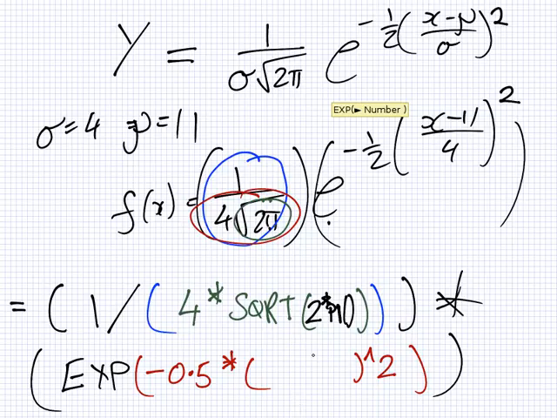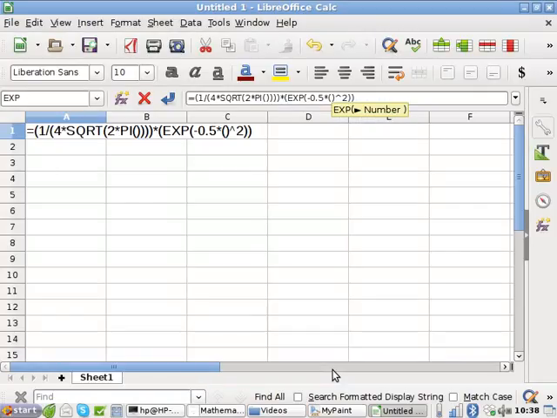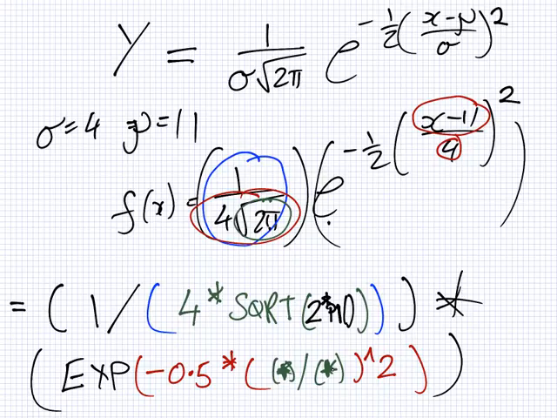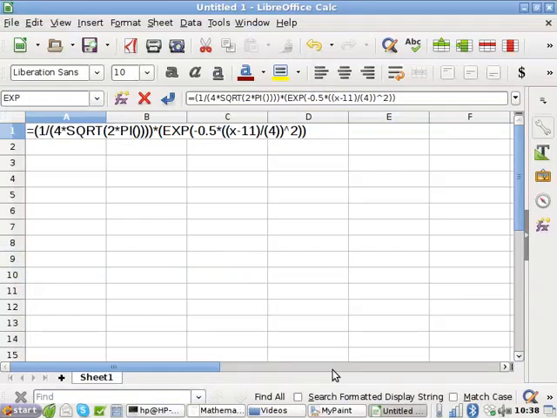Now the inside part, I have x minus 11 over 4. So I need 2 brackets, the top and the bottom. Bracket slash bracket, with 4 on the bottom one, x minus 11 on the top one. I'll just write x for the moment.